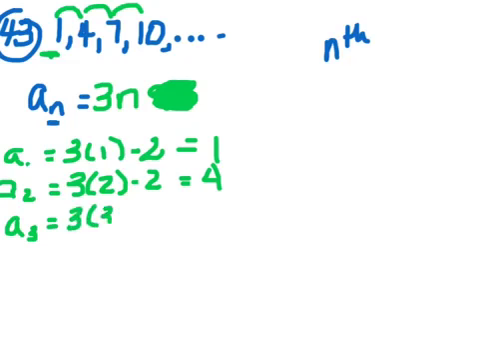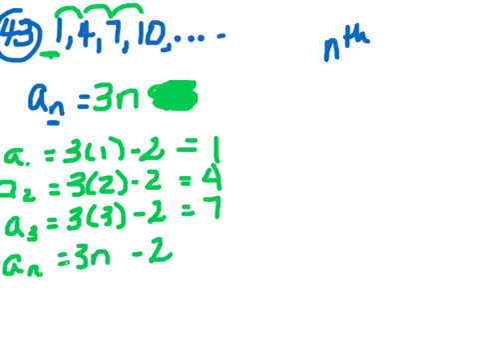On the third term, n would be 3. 3 times 3 is 9, minus 2 would give me 7. Am I getting my series, my sequence here? Am I getting the right terms when I do this little thing I figured out here? Yeah. The numbers are working, aren't they? So couldn't I say that if I want the nth term, it's 3 times n minus 2?